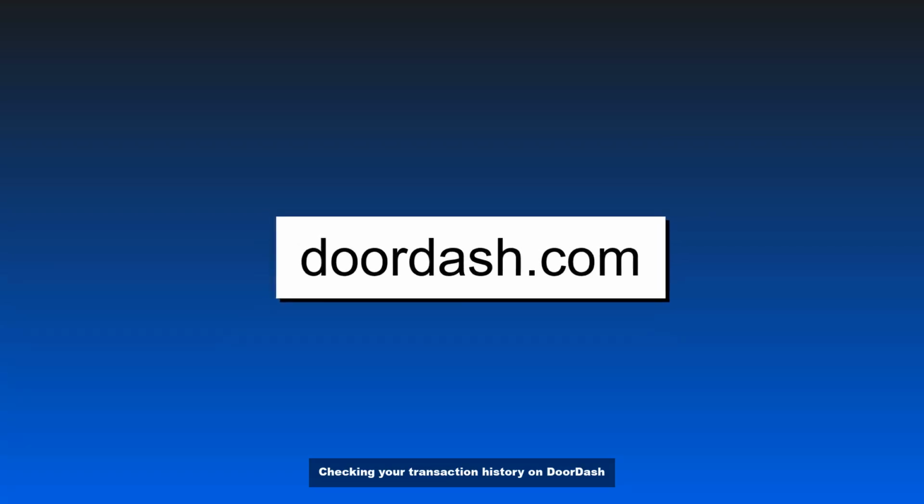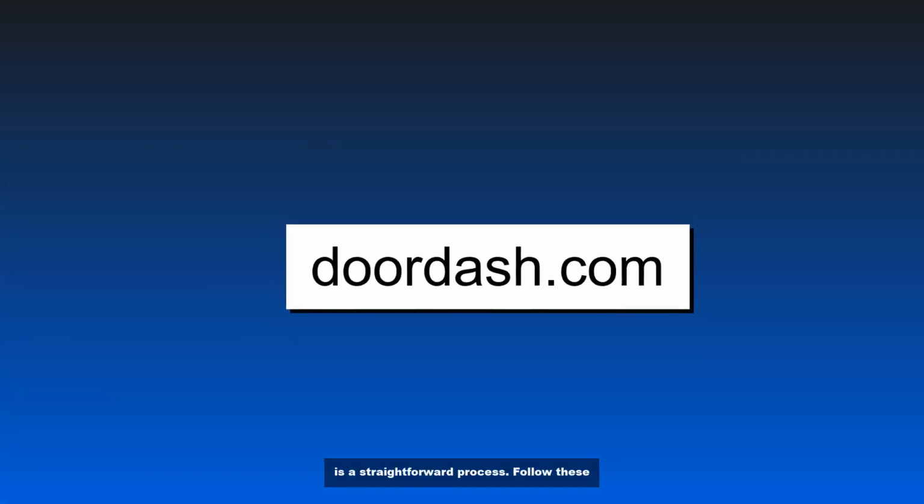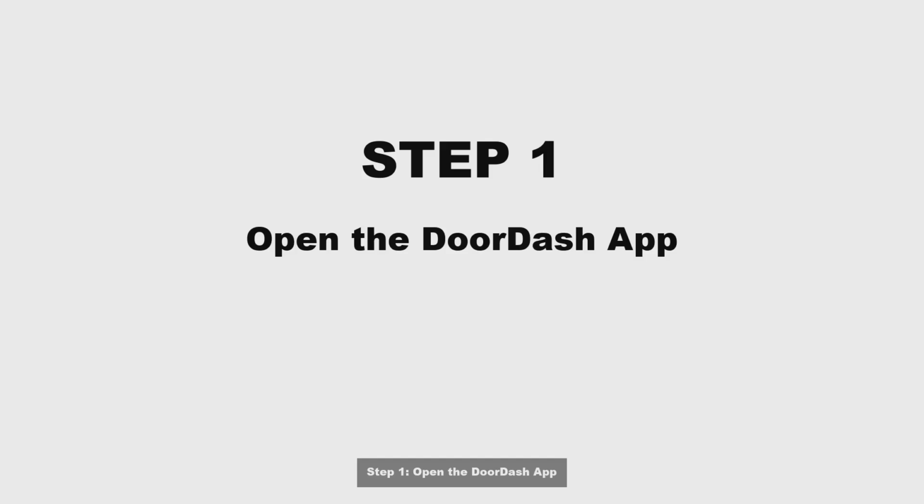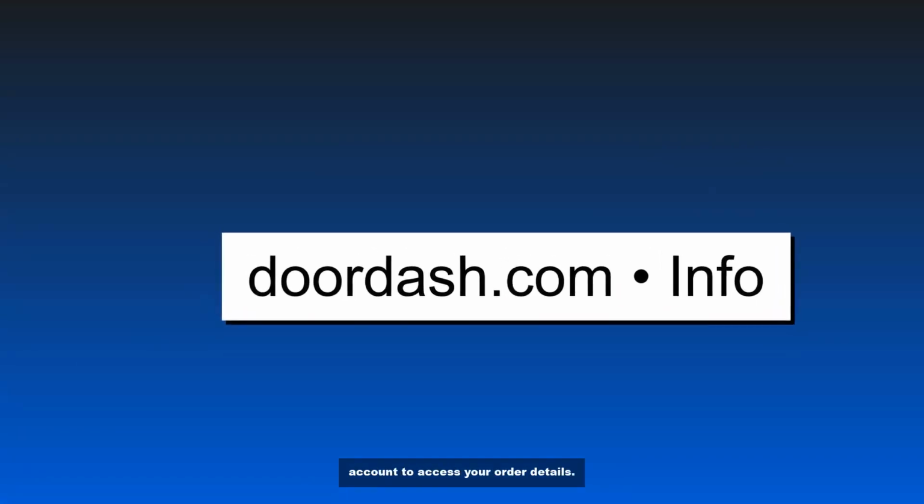Checking your transaction history on DoorDash is a straightforward process. Follow these steps to easily access your order history. Step 1. Open the DoorDash app. Launch the DoorDash app on your mobile device. Make sure you are logged into your account to access your order details.